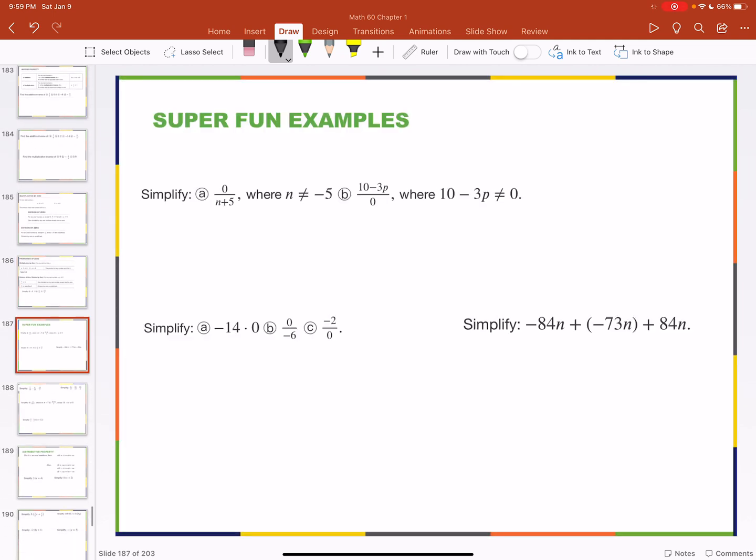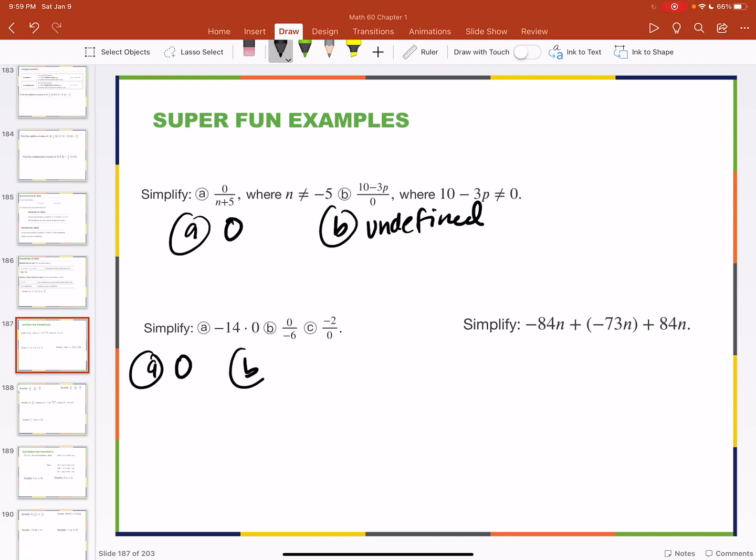Okay, let's do some super fun examples. So for A, 0 divided by anything is just 0 because it's in the numerator. B, 0 is in the denominator, so it's undefined. Okay, how about here? Anything multiplied by 0. So negative 14 times 0 is 0. B, 0 divided by anything is 0. And then C, undefined. We cannot divide by 0.